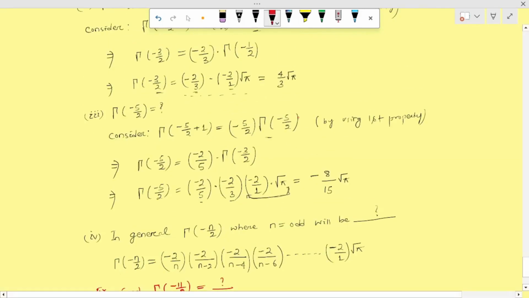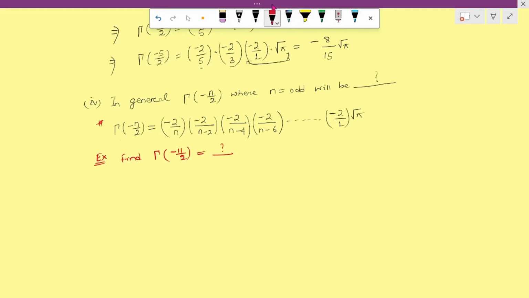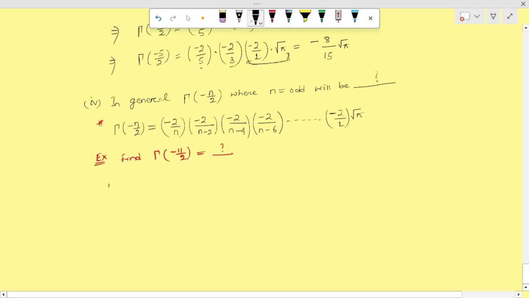If you do it by the earlier method, it will be so long, because first you have to find gamma minus 5 by 2, whose value is minus 8 by 15, and you also have to remember gamma minus 7 by 2. But if you remember this general expression, there is no need to remember all the previous gamma values, like minus 7 by 2 and minus 5 by 2. So gamma minus 11 by 2 will be how much?